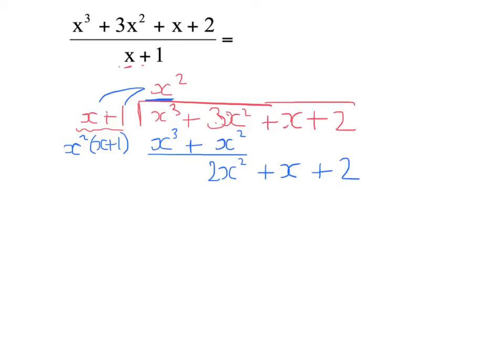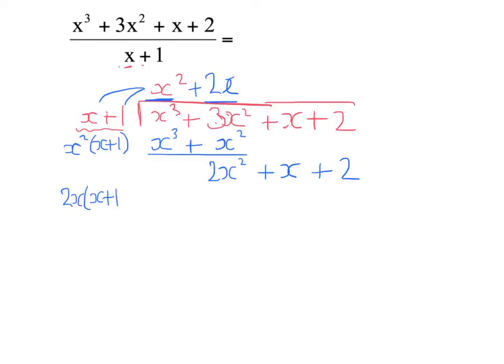Now we want to see how many x's, so we're always just looking at this x, this one doesn't really matter. Obviously we're using it, but it's not how we work out what goes into what. So we want to know how many x's go into 2x squared, and our answer is plus 2x. Now we're doing the multiplication bit, and this is the bit that you won't need to write every time, but you're going to be doing 2x times x plus 1.